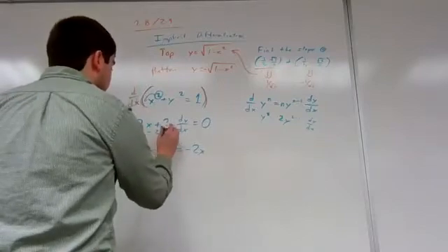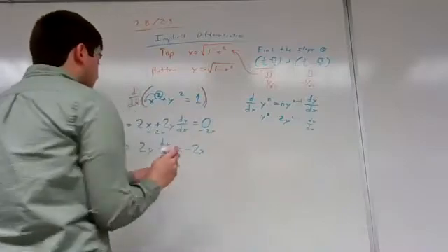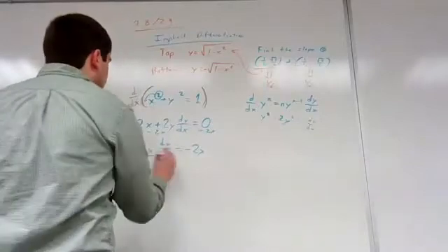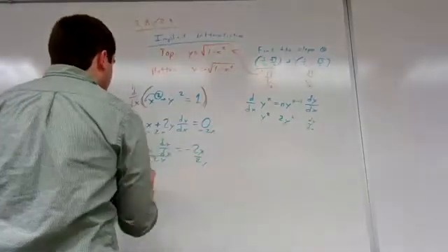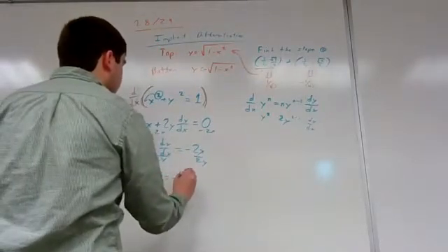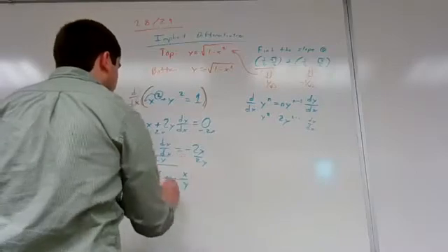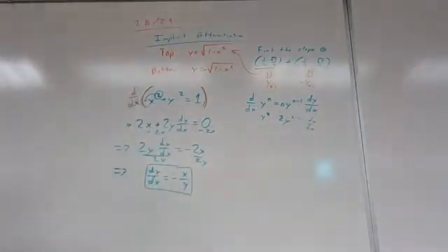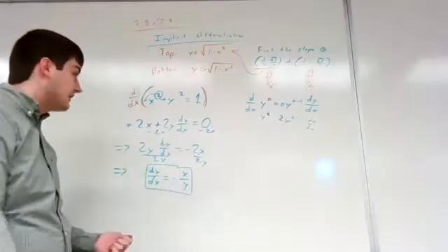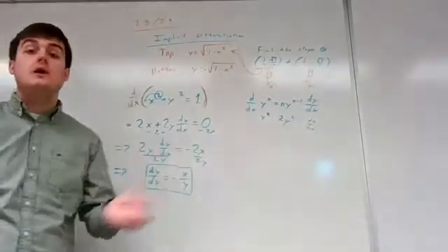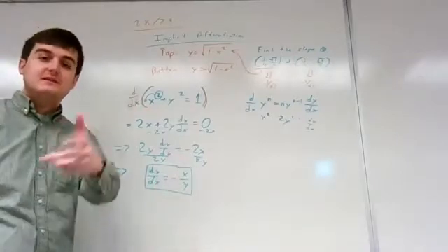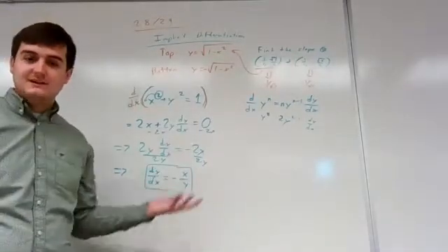So I subtracted 2x here, and now I want to get dy over dx by itself. But now the only thing that's with it is multiplying, so I have to divide by 2y. That leaves me with dy over dx equals negative x over y. So now what has happened is we have found our derivative in terms of x and y. So if I need to find the slope at a specific x and y point, then I just take that point and plug it in.